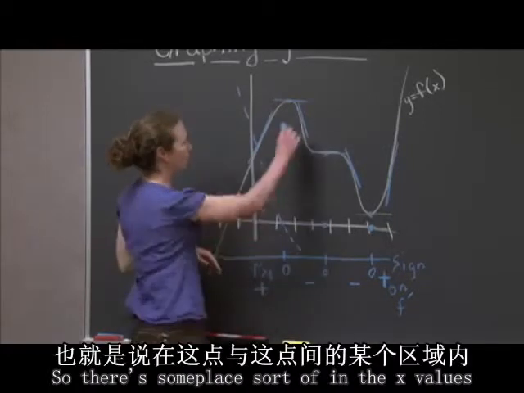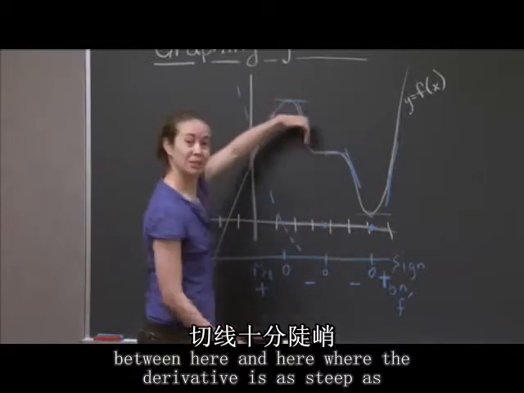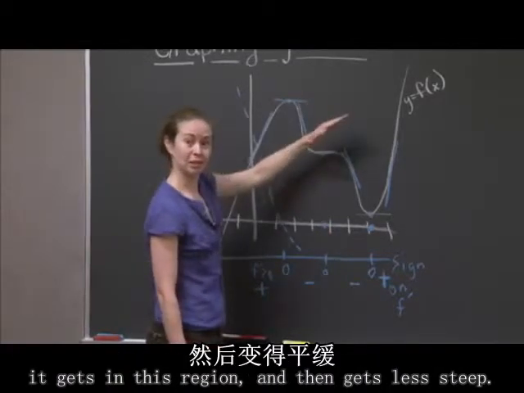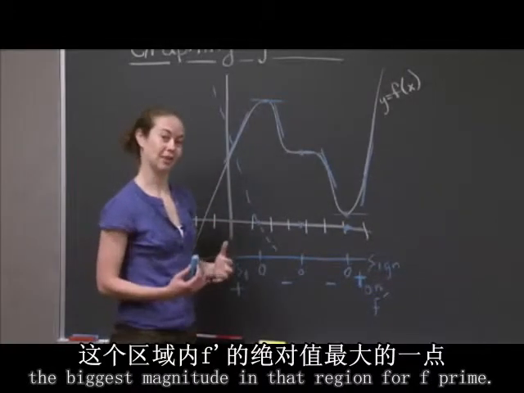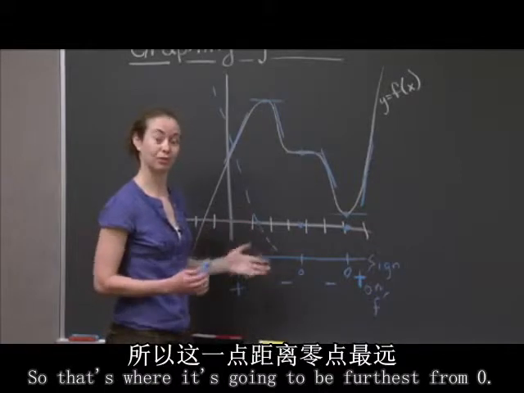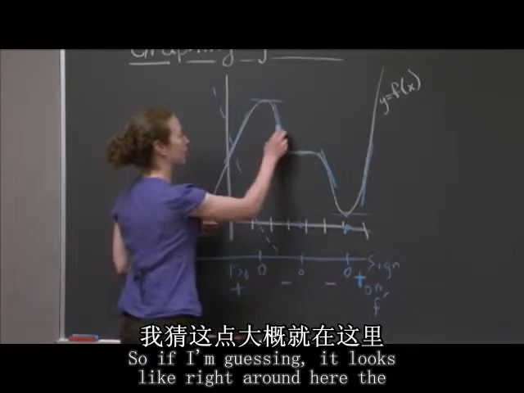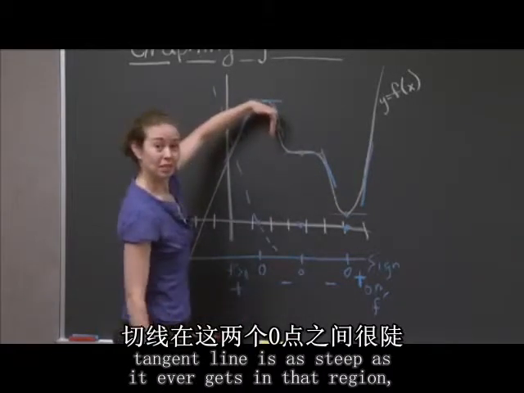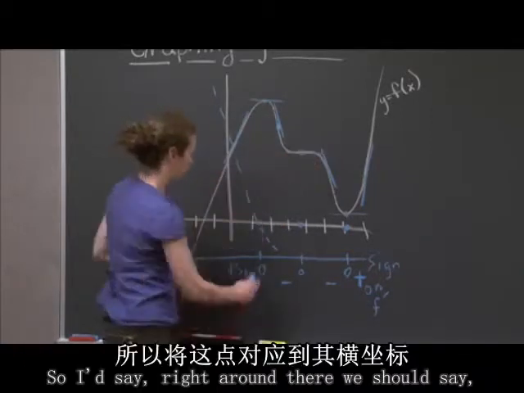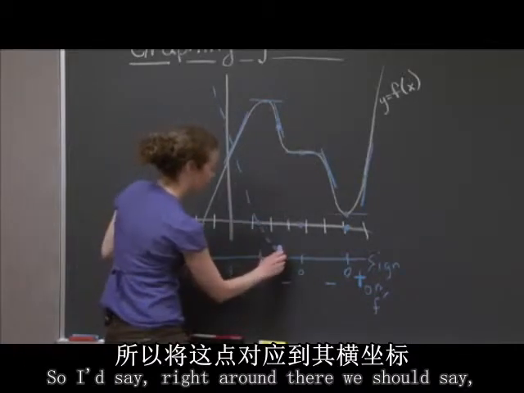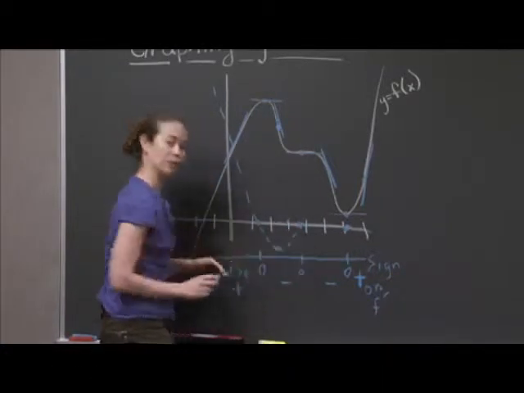So there's some place in the x values between here and here where the derivative is as steep as it gets in this region and then gets less steep. The steepest point is that point where you have the biggest magnitude in that region for f prime. So that's where it's going to be furthest from 0. So if I'm guessing, it looks like right around here, the tangent line is as steep as it ever gets in that region between these two zeros, and then it gets less steep. So I'd say right around there we should say, okay, that's as low as it goes, and now it's going to come back up. Okay, so hopefully that makes sense.